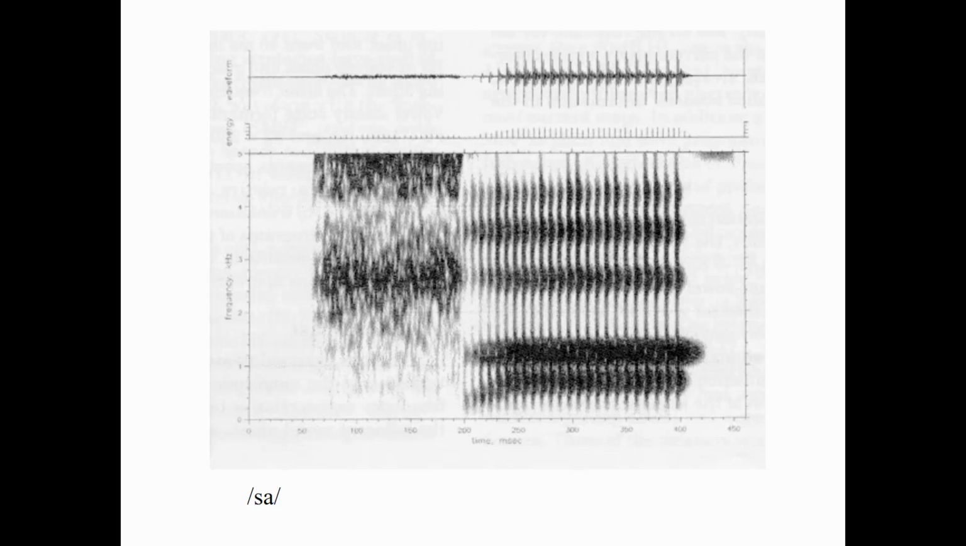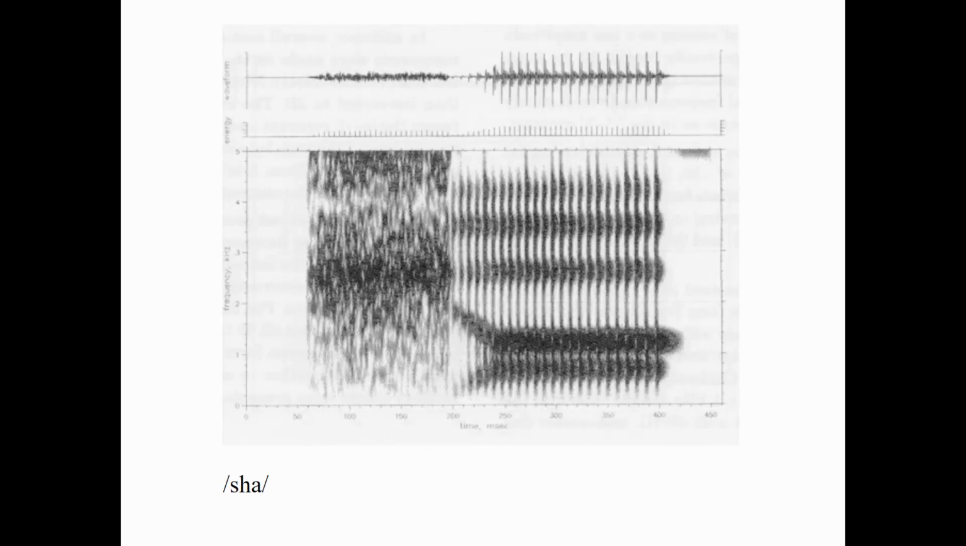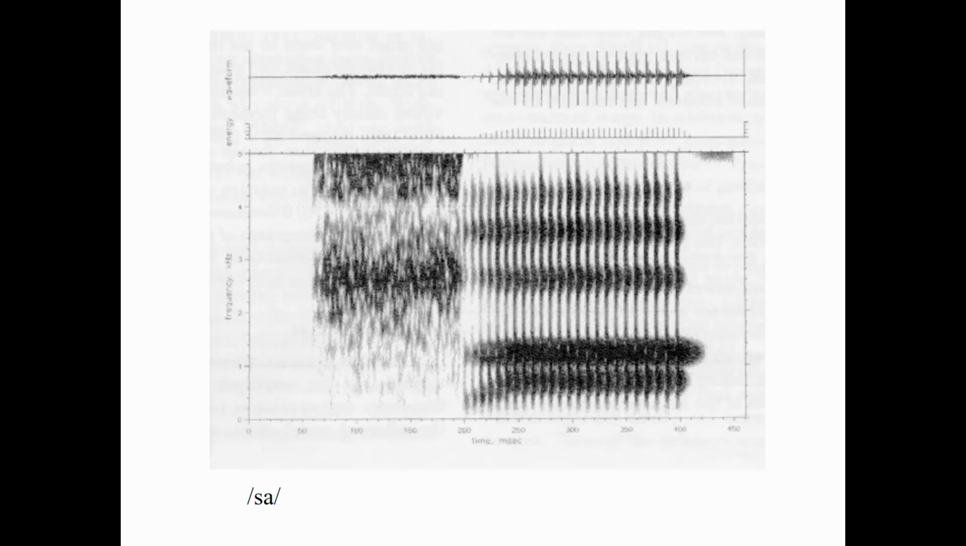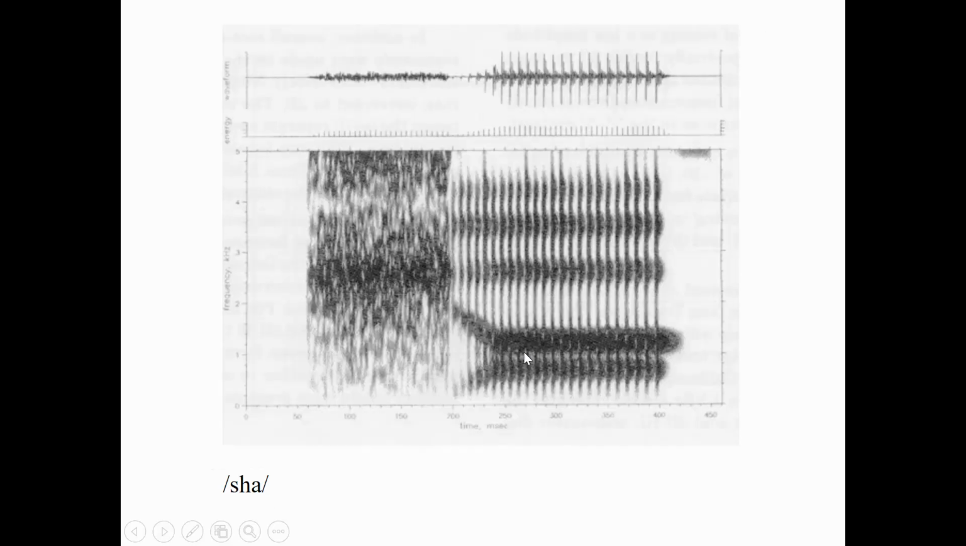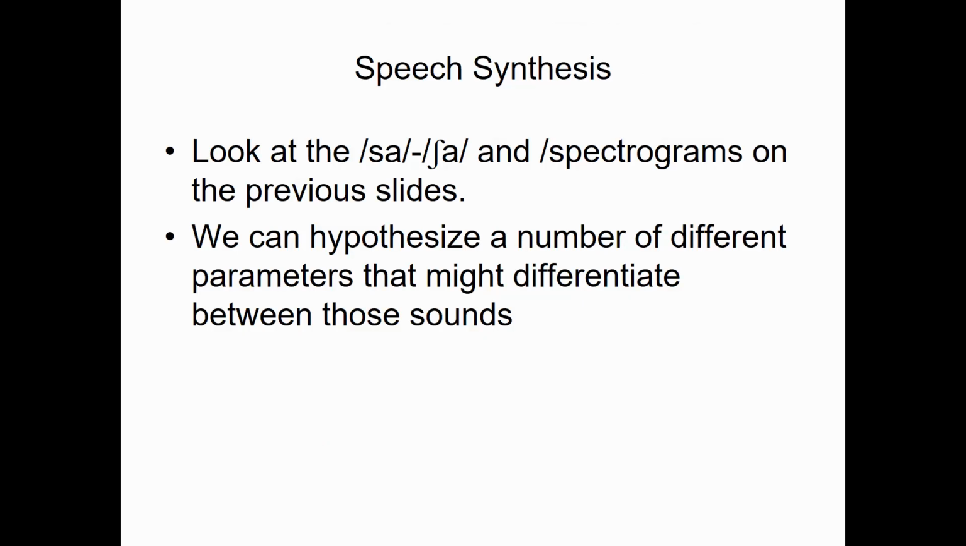So we could synthesize a sa and a sha, and look at what we've got here. We've got a sa that has a particular interval of frication, but also has a particular F2 frequency. Sha has a different interval of frication and a different F2 frequency. So we can synthesize a continuum that varies either the frication or the F2 frequency, or maybe both, and ask people in a two alternative forced choice task, is this sa or sha, and see whether or not their perception changes.